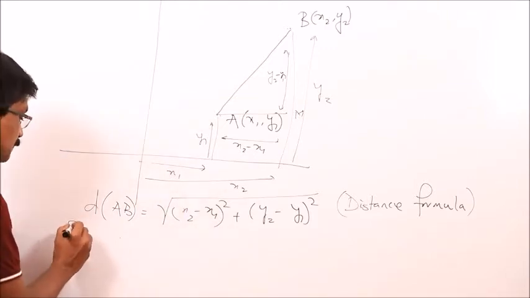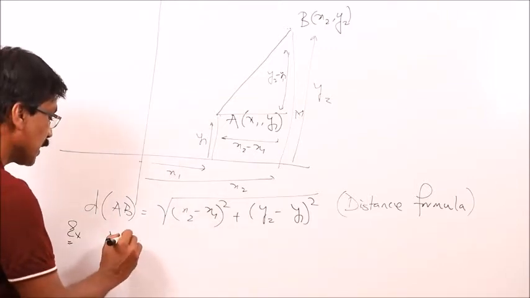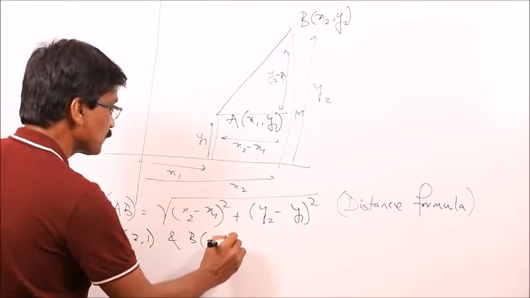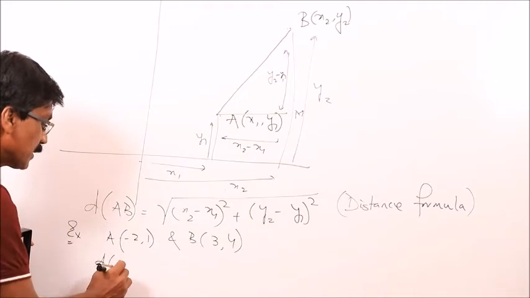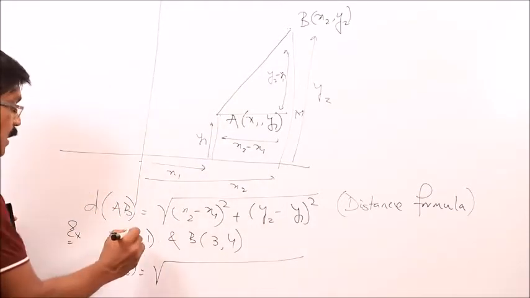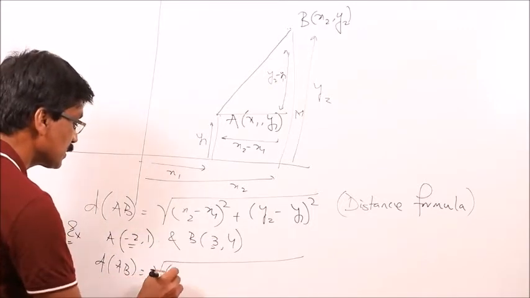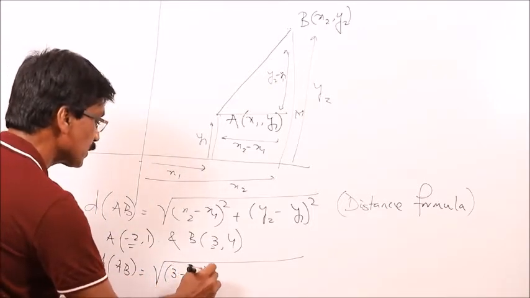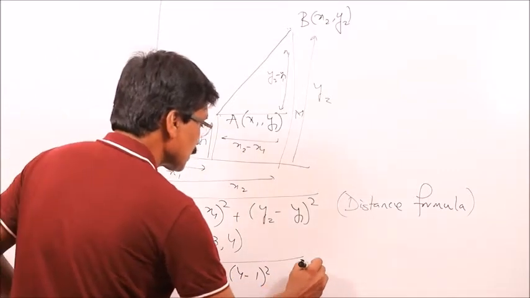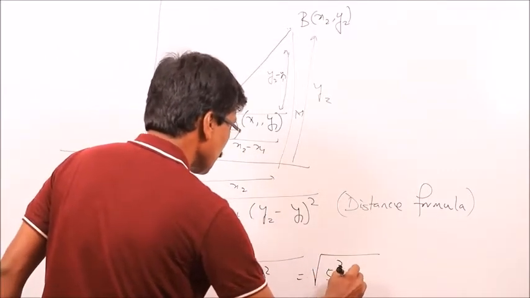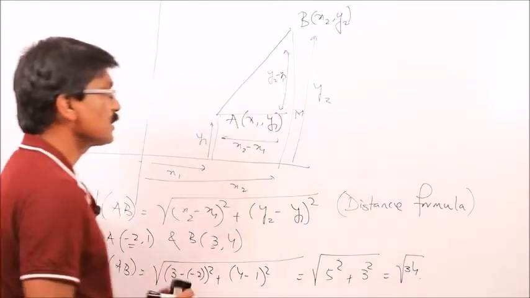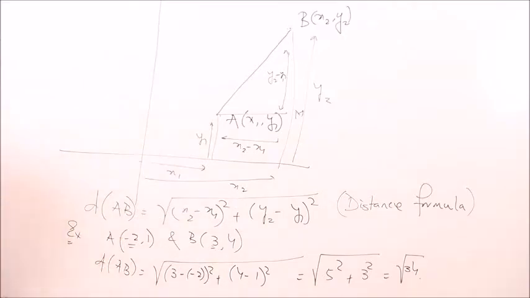Suppose for example we have 2 points, A having coordinate minus 2, 1 and B having coordinate 3, 4. Then the distance AB is the square root of 3 minus minus 2 whole square plus 4 minus 1 whole square. That is root of 5 square plus 3 square, which is equal to root of 34. This is the distance formula.